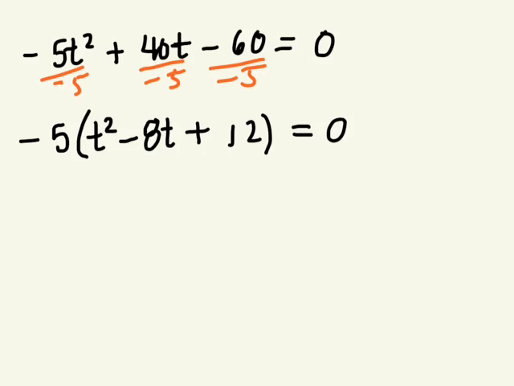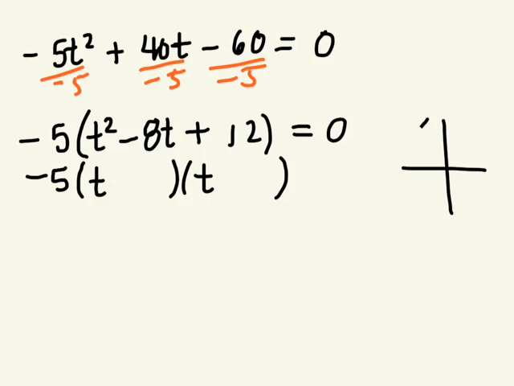Can we still factor what's inside the brackets? So we have this negative 5 on the outside. T times t is t squared. What can you multiply together to give you positive 12 that adds up to negative 8? Negative 6 and negative 2 adds up to negative 8. So negative 6, negative 2.